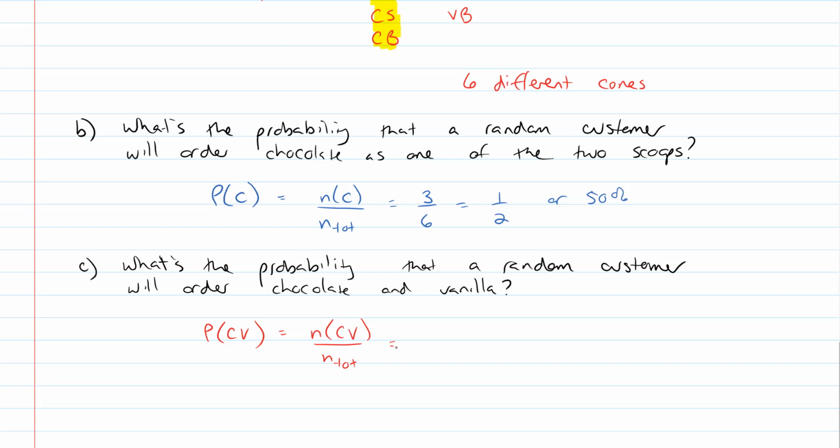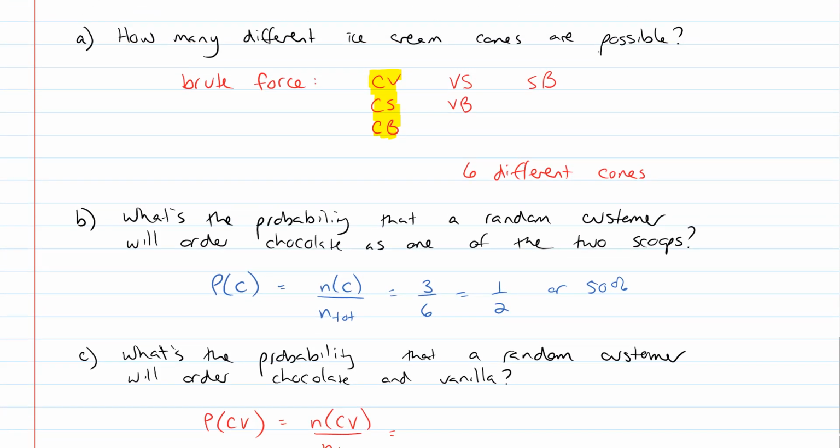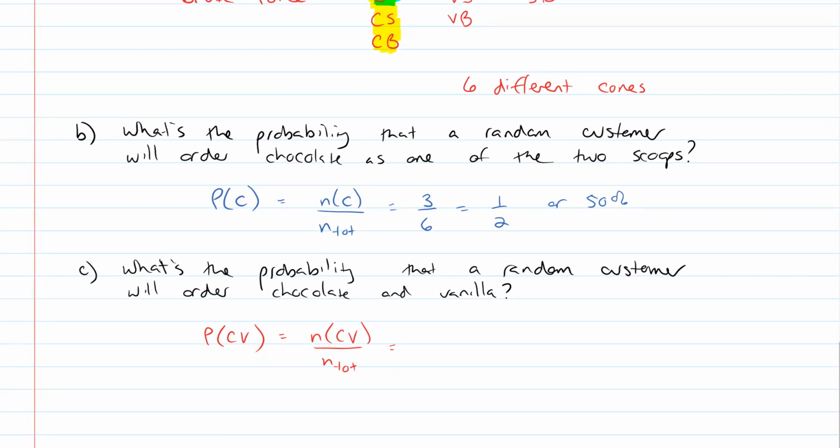Now we're just going to scroll up and take a look at our sample space again. We can see that there's only one instance where we have chocolate and vanilla, and so the numerator here is going to be 1 divided by 6, and so the probability of chocolate and vanilla is 1/6. In other words, it's one of the 6 cones that you could get.